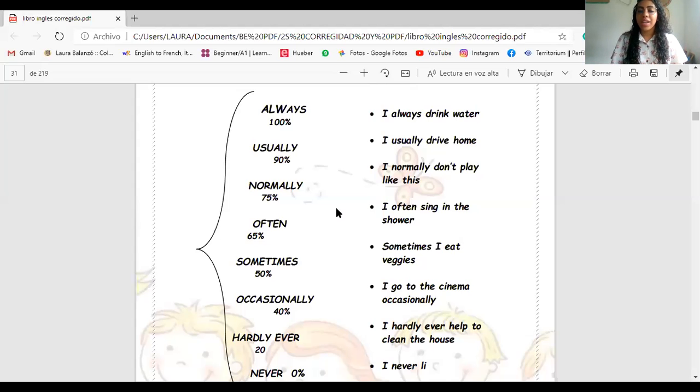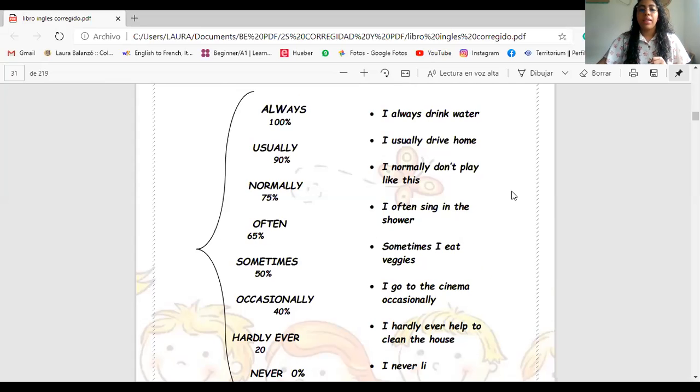Occasionally, ocasionalmente. Focus on the pronunciation, nos enfocamos un poquito en la pronunciación porque es un poquitín difícil. Occasionally. Alright? Quiero que repitan en sus casitas ahí. Occasionally. This means ocasionalmente. Right? 40% of the time. 40% de su tiempo puede que pase. I go to the cinema occasionally, or occasionally I go to the cinema. Ocasionalmente yo voy al cine.